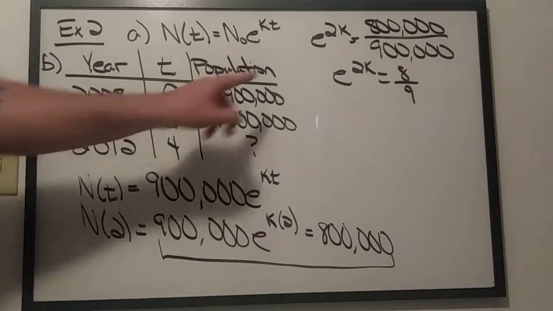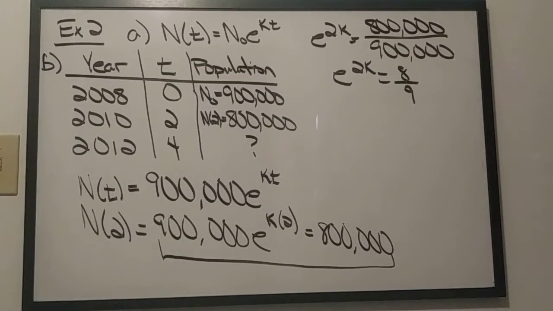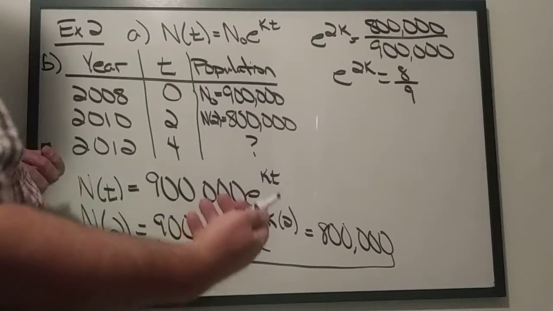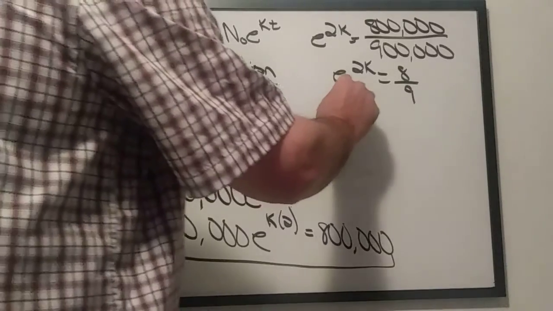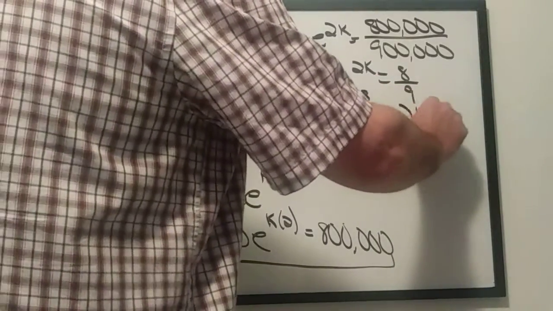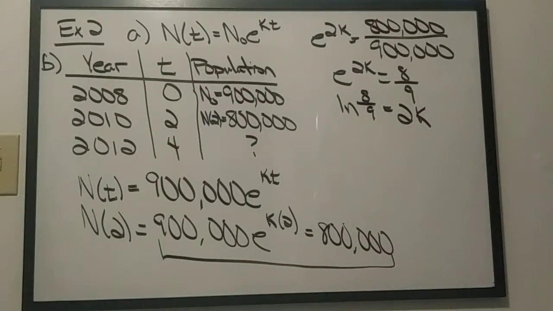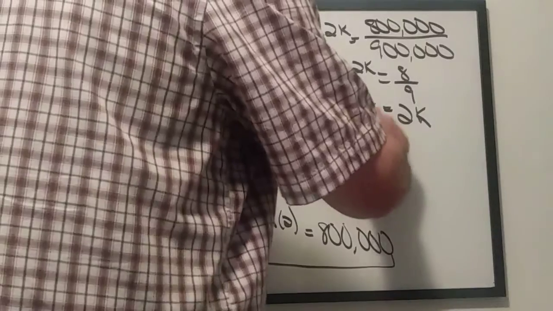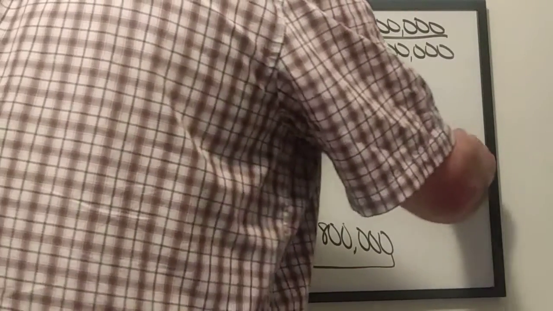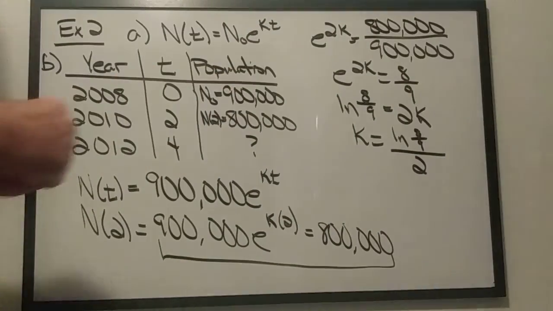So let's go ahead and take this exponential statement and rewrite it as the equivalent logarithmic. Well, the base of my exponential statement is e, so the base of my log is also going to be e. So I'm going to have the natural log of 8 divided by 9 is equal to 2k. Now that I have that, I can divide both sides by 2, and I've solved for k. So k is equal to the natural log of 8 divided by 9, all divided by 2.